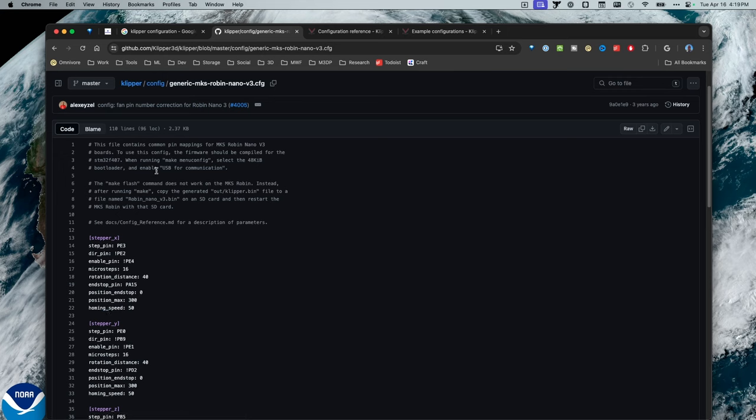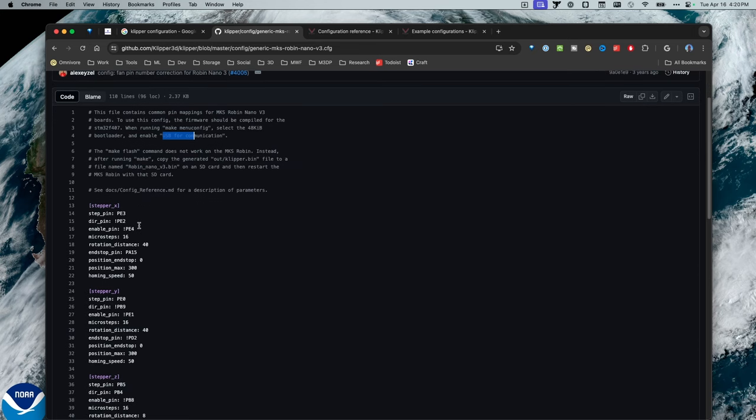As we're working to set up Klipper, right here at the top of the file, it tells us how we need to set it up. It tells us what chip we need to compile for. It tells us what we need to select for a bootloader, and then what we need to do for communication. Additionally, if you're looking through here, it shows us what we need to do to flash the file. And so in this case, it's generating the klipper.bin, and we basically need to rename it to robin_nano_v3.bin, put it on an SD card, and then flash it.